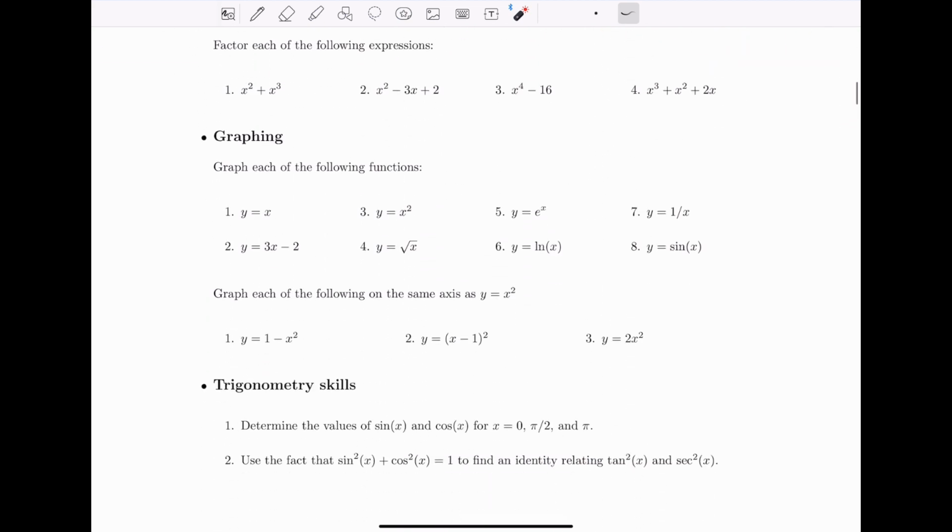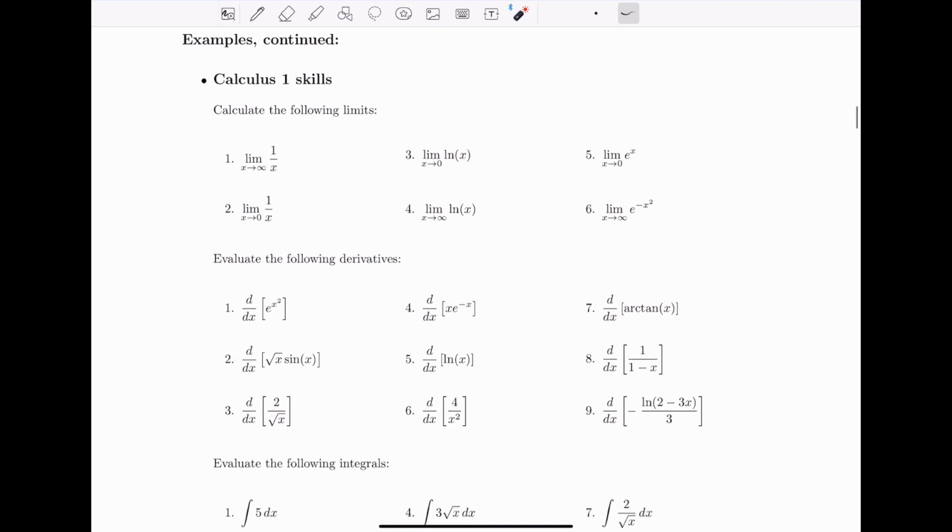Let's take a look at some important values of trig functions. We want to figure out sine and cosine for these three angles. We really should know the entire unit circle, but these are probably the most important and the most common angles that we'll use. And we're going to use this important sine squared plus cosine squared equals 1 to find an identity relating tangent squared and secant squared.